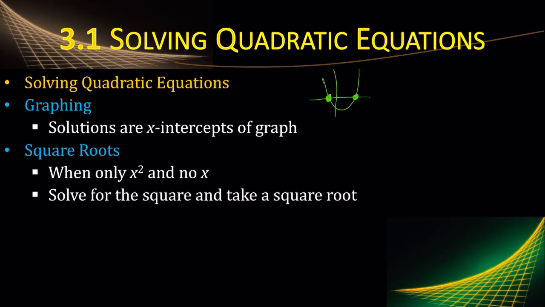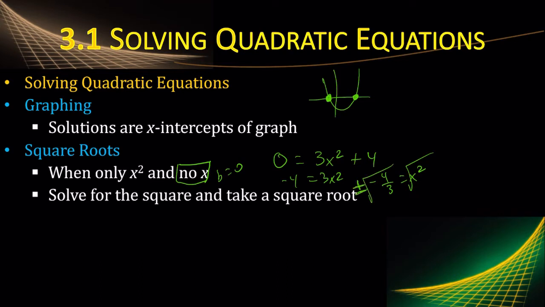Or you could solve by taking square roots. And you would do this when there's only an x squared, so maybe you would have something like 0 equals 3x squared plus 4. So there's no x term, or if you'd like, b is 0. What you do is you just solve the equation for the square and then take the square root. So in this case, we'd subtract 4 and then divide by the 3. So you get the x squared and then take a square root. When you're solving, you take a square root. Don't forget the plus and minus.